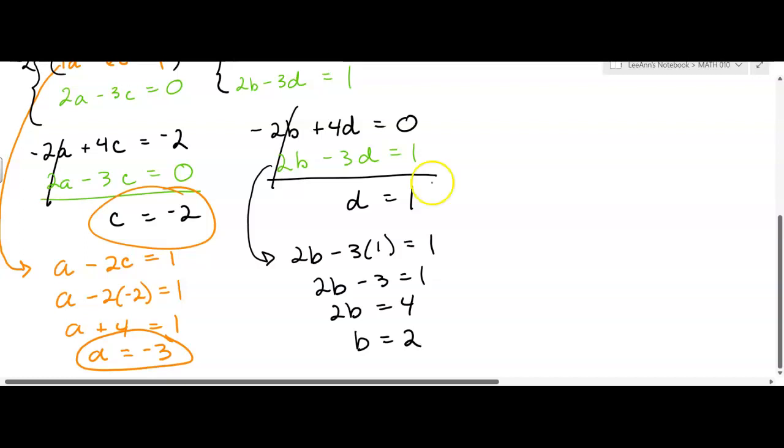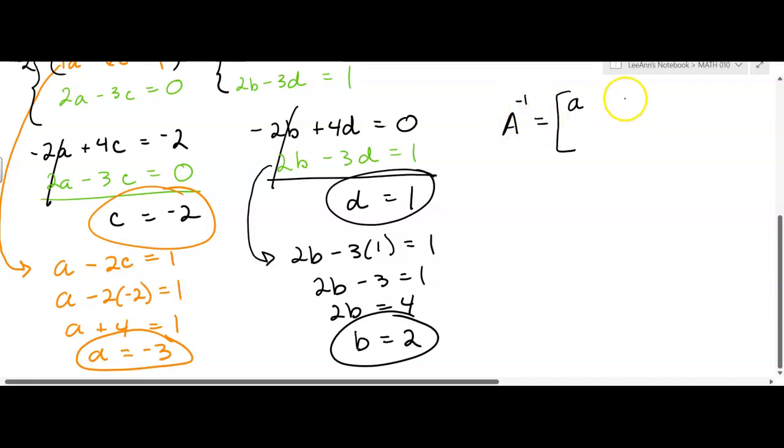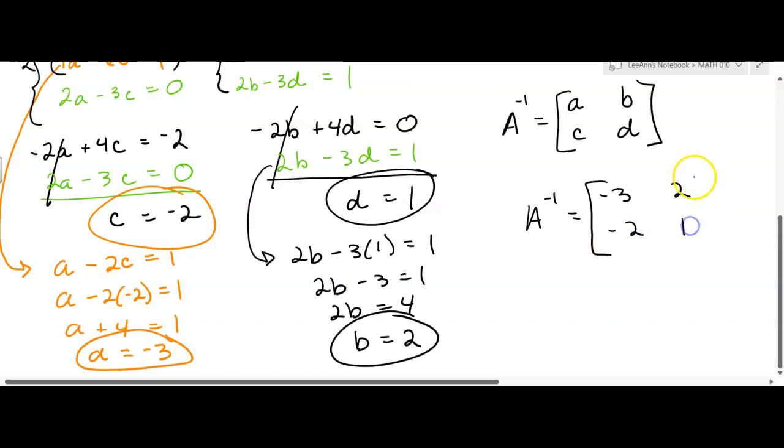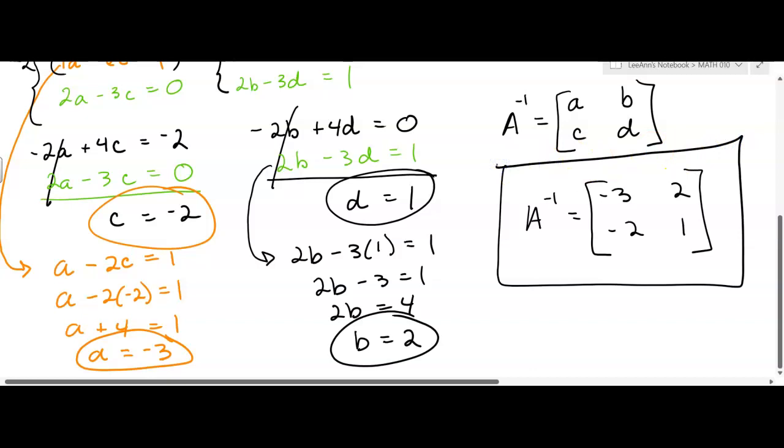So we found D and we found B. We already knew A and C. So what is the answer? Well, we were trying to find the inverse, and we made A inverse using the variables A, B, C, and D. Now we know A, B, C, and D, so we just have to put them in the right spots. A inverse equals negative 3, 2, negative 2, and 1. You can check that by multiplying A times the inverse and seeing if you get the identity. I'm not going to check it, but you could. So that's one way you can find an inverse of a 2 by 2.